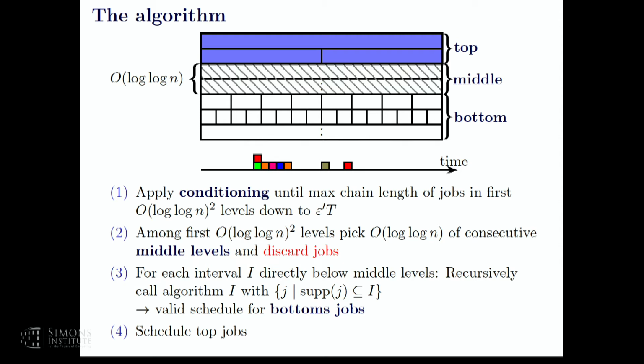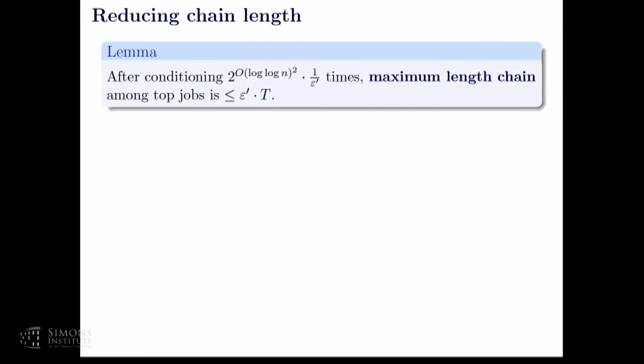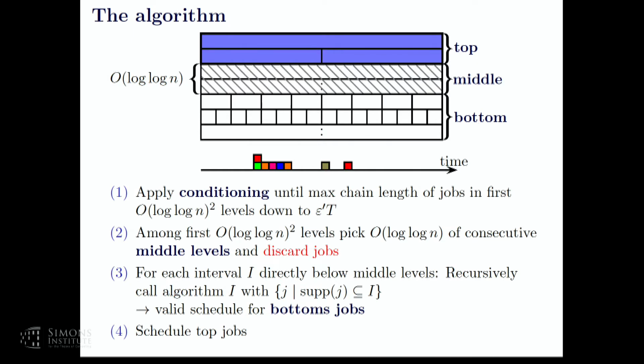Okay, good. The one thing I want to show you is how we can actually reduce the length of chains. Let's go back a little bit and imagine you have billions of jobs. They are all assigned to this very top interval, and in particular, their support crosses this middle line here. How could I guarantee that those billions of jobs don't contain a long chain? It may be the case a priori.